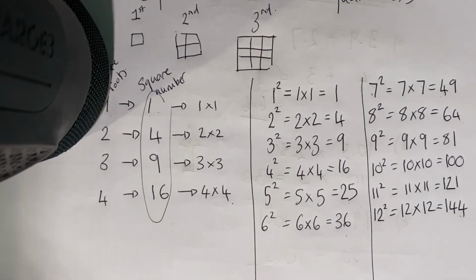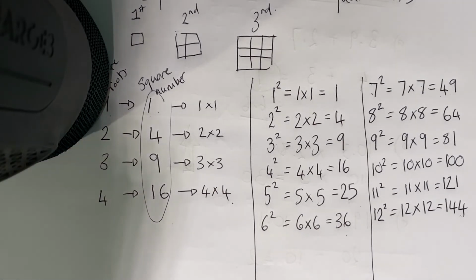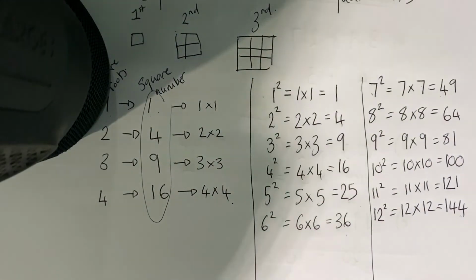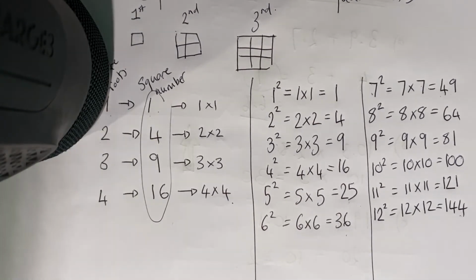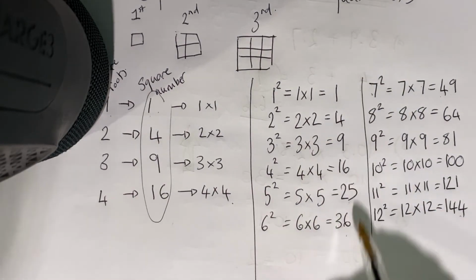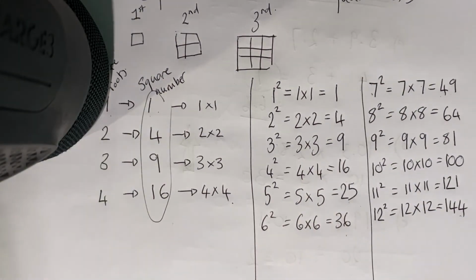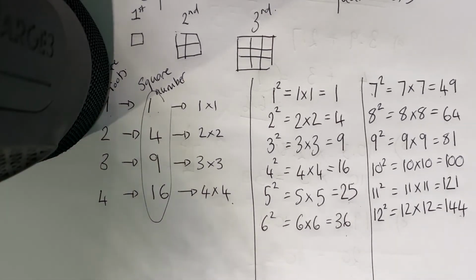Have a go at identifying the third square number. The answer is 9. Have a go at identifying the 8th square number. The answer is 64. How many square numbers are there between 20 and 30? If we look between 20 and 30, there's only 25. So there's one square number between 20 and 30.